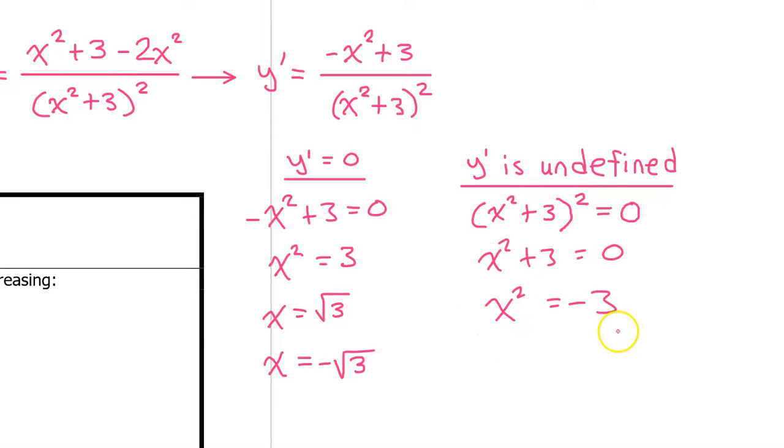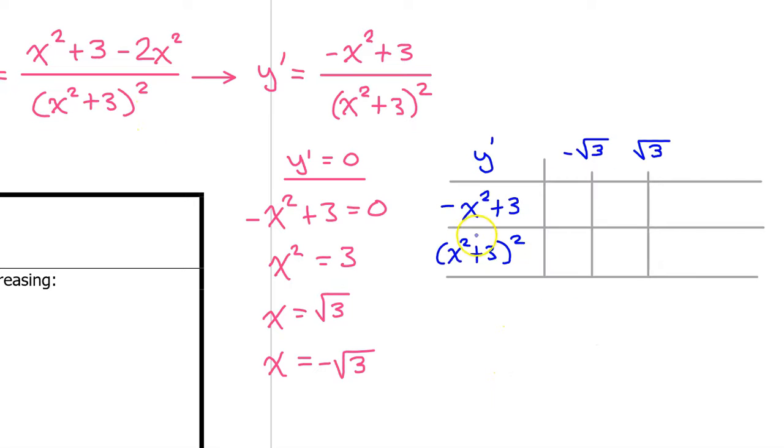Maybe you would stop right here and go, well, there's nothing that you can square and get a negative number. Squaring something gives you a 0 or a positive number. Well, if you went one more step and tried to take the square root of both sides, that would give you an imaginary number. Set up your y prime sign chart with your critical values in order from least to greatest across the top. Make a row for the numerator and a row for the denominator. Be sure to label the chart as y prime.